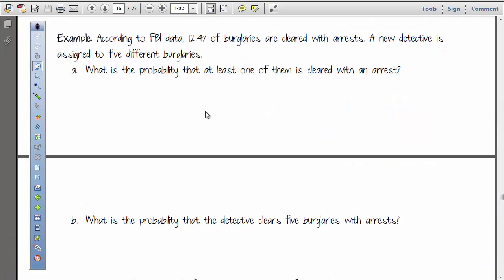All right, in this example, it says, according to FBI data, 12.4% of burglaries are cleared with arrests. A new detective is assigned to 5 burglaries. What is the probability that at least one of them is cleared with an arrest?